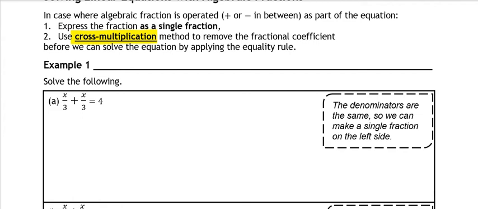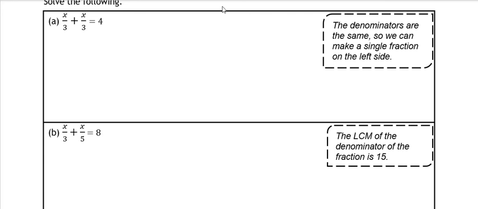So let's start here. Example number 1, x over 3 plus x over 3 equals 4. Basically this can be written as x plus x, everything over 3, equals 4. So you will have 2x over 3 equals 4. Now when you have this kind of linear equation, a single fraction on one side, 4 is actually 4 over 1. So what you can do is use cross multiplication like this.